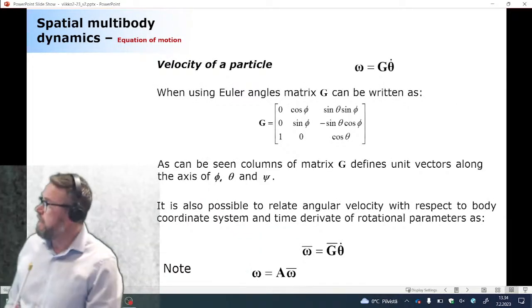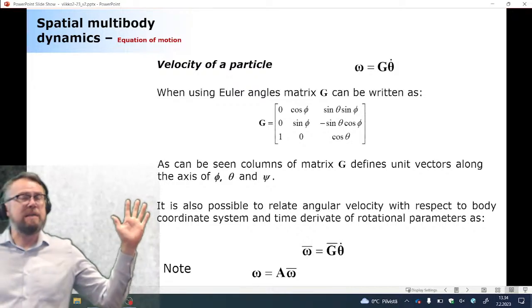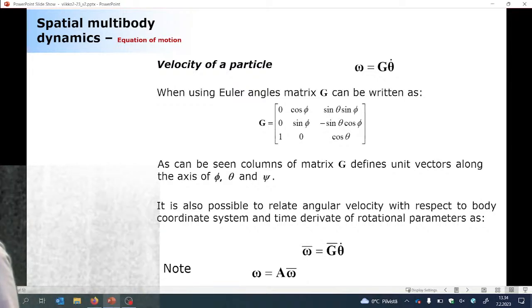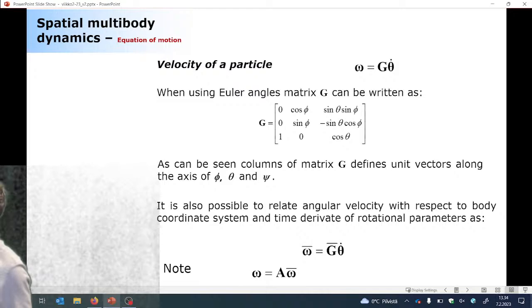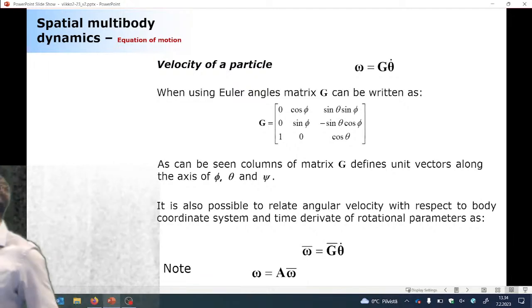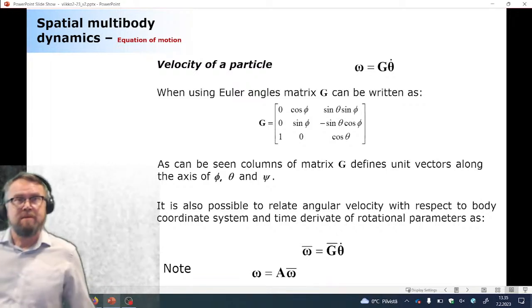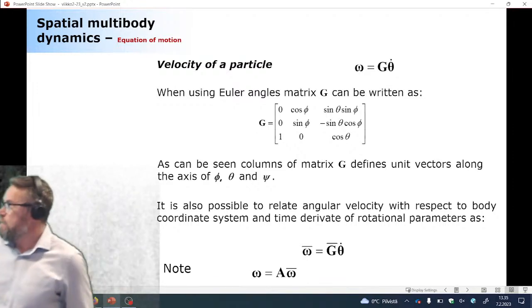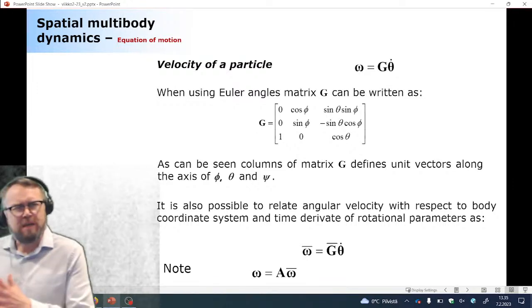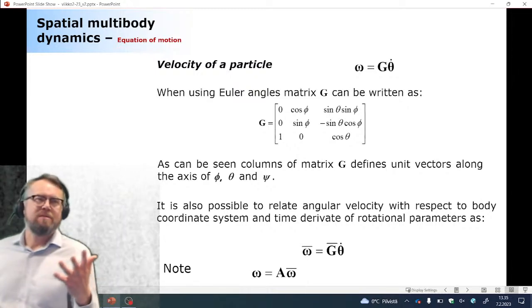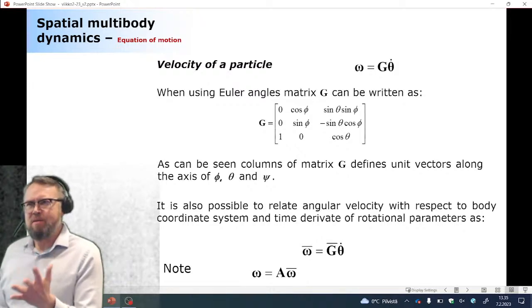Let's not stay here. This is how the T-matrix looks in the case of Euler angles. It tells you the rotation sequence, because the first one is checked. For the second one, if this angle is 0, this is going to be 1, 0, 0, the x-axis. And if both angles are 0, this is going to be 0, 0, 1, the z-axis. This is your T-matrix, and that relates these two things together. Now, finally, you can express your equation of motion by using unknowns, which are not the same as angular velocity.